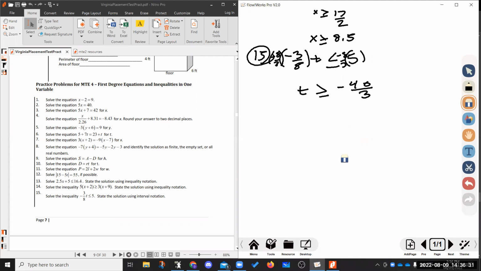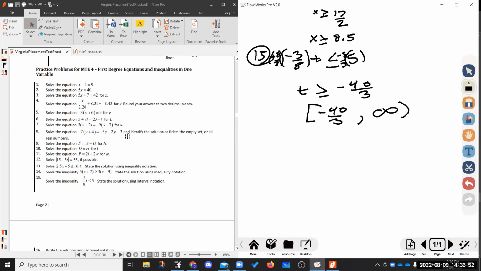So this one says, yes, solve it with interval notation. We did that. Oh, interval notation. So -40/3 to infinity. There we go. So that's my interval notation for that problem.